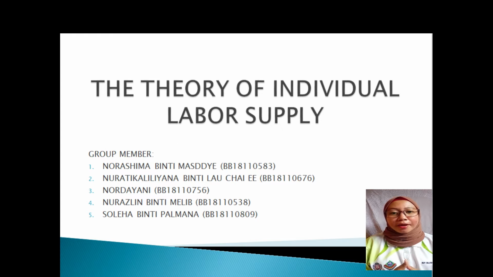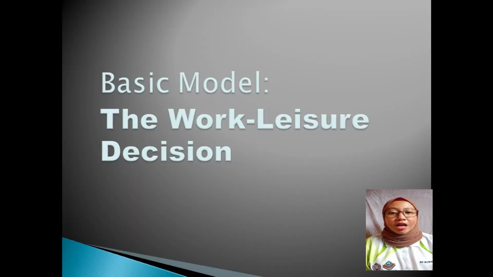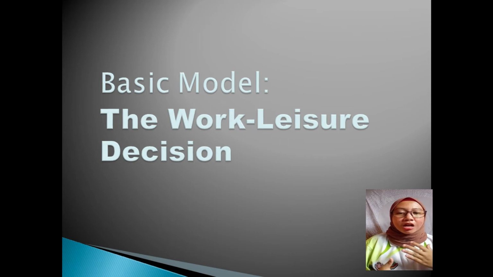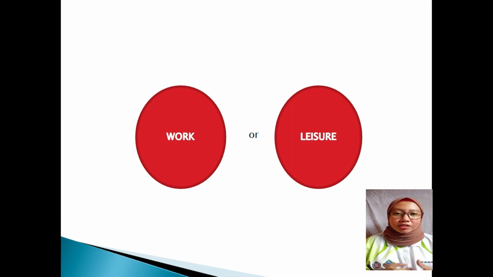So today my group will present about chapter 3, which is the theory of individual labor supply. I will start the presentation with the first theory, which is the work-leisure decision basic model. For the first theory, we assume that individuals choose between work or leisure, where work is the time that we spend on a paying job. Meanwhile, leisure is any activities where you are not paid, such as rest and work within the household.